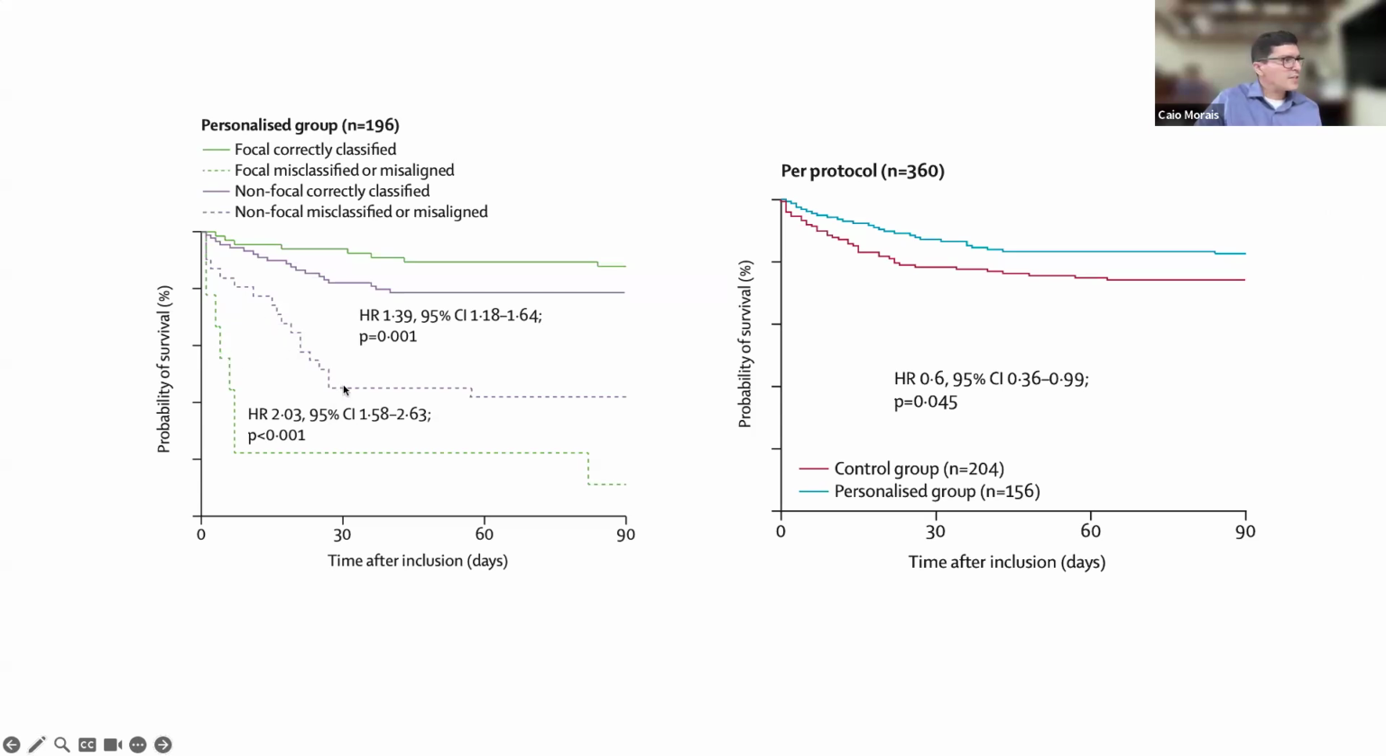Here, the dotted lines show patients with a misclassification and misaligned treatment, despite the focal or non-focal disease. And the continuous lines show the correct classification and the correct treatment. And clearly there is a difference between those two. And in a per protocol analysis, they found that patients with the personalized approach had better survival compared to the control group.